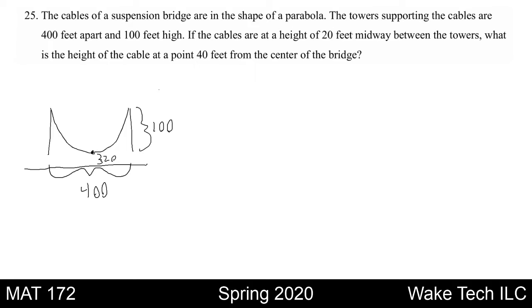If the cables are at a height of 20 feet midway between the towers, what is the height of the cable at a point 40 feet from the center of the bridge? So in other words, what we're wondering is what is the height here? Alright, now to figure out this y value there, it might be helpful to try and find out the equation, or an equation at least, for our parabola. And I think it'd be easiest to put the origin right at the center of the bridge, right?